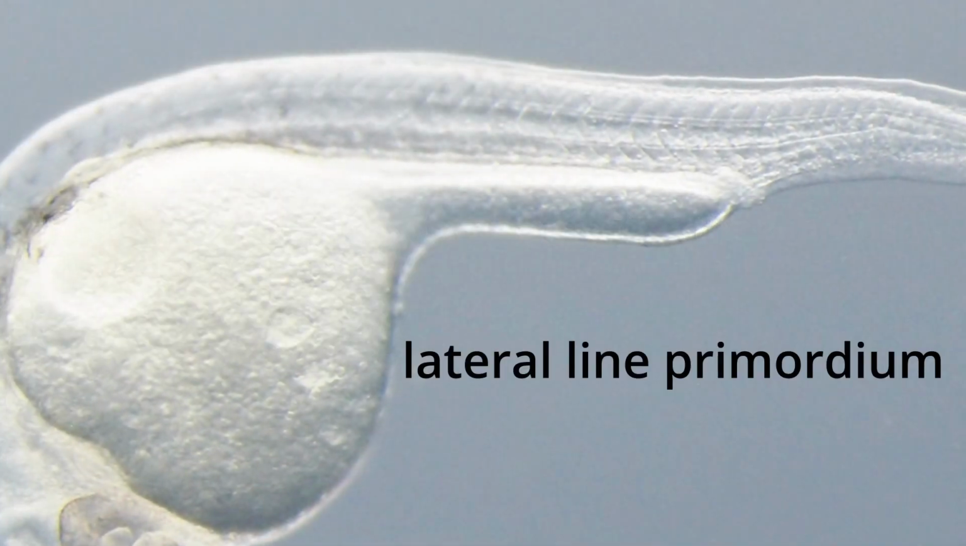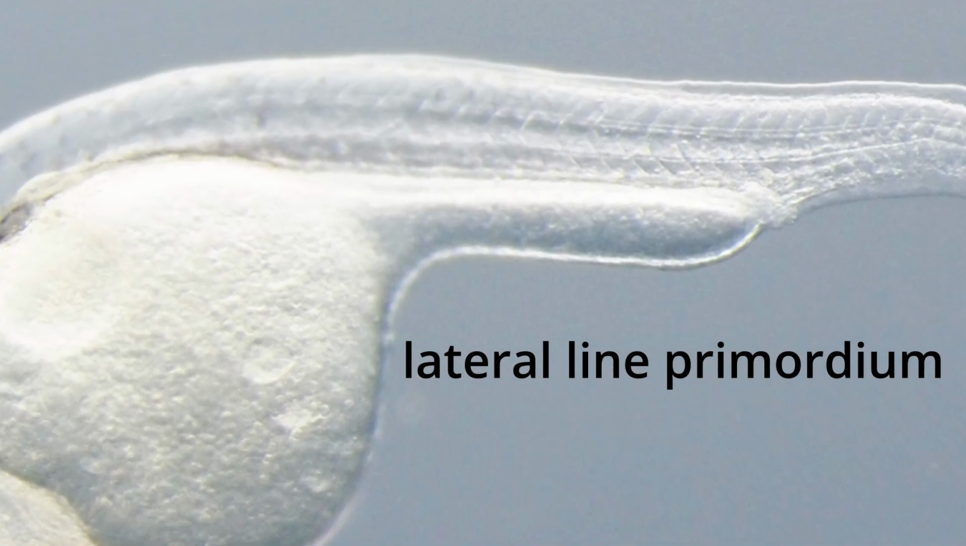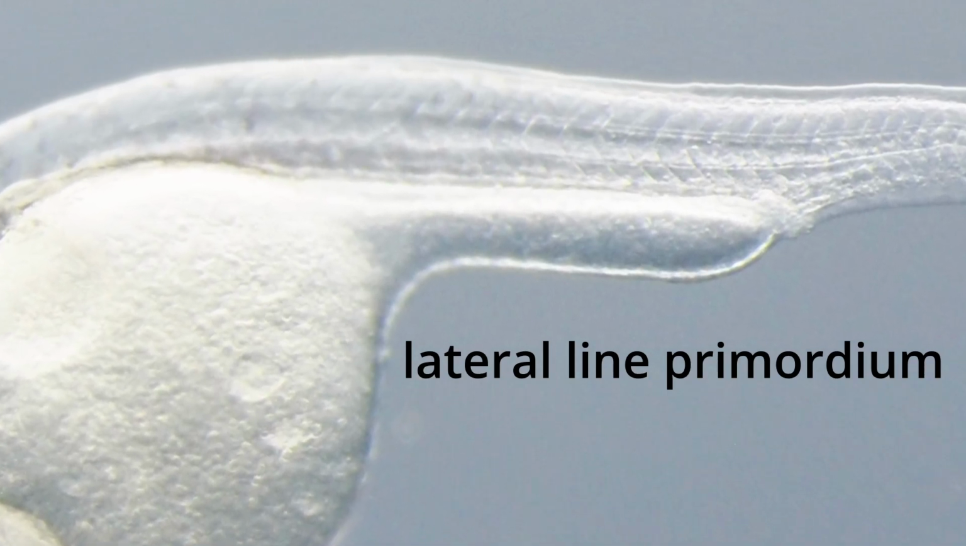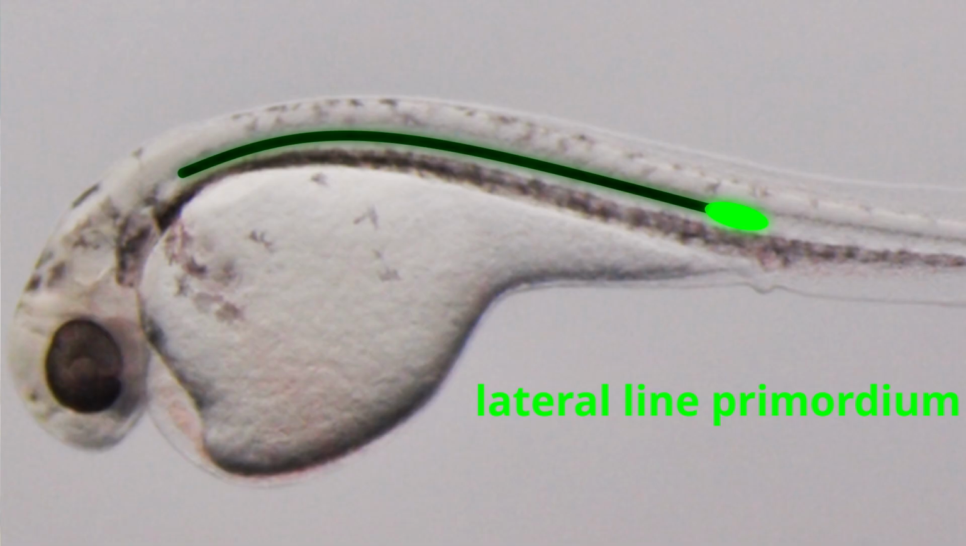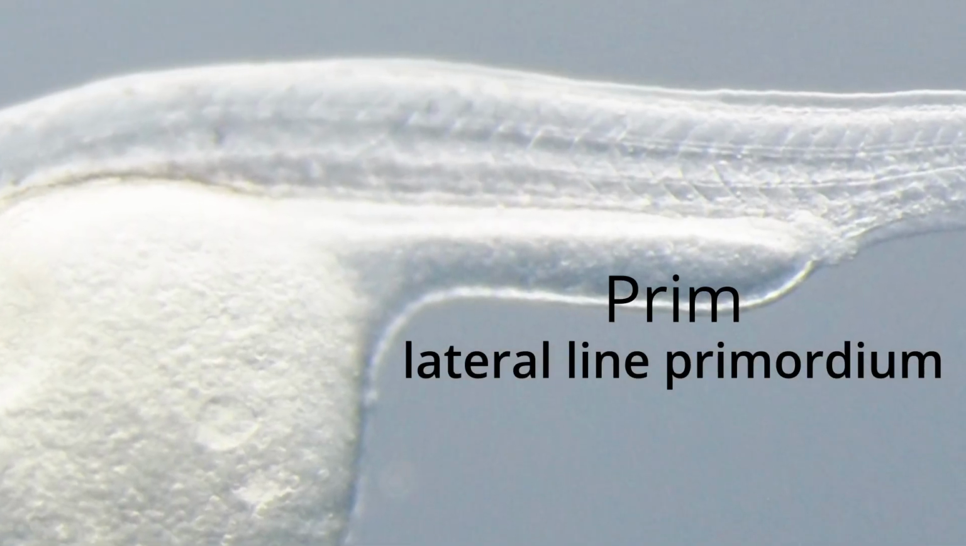According to this paper, the lateral line primordium can be used as a staging index. This means that the positional relationship between the posterior end of the lateral line primordium and the somite serves as a staging index for the pharyngeal stage embryos. This staging index is named prim.